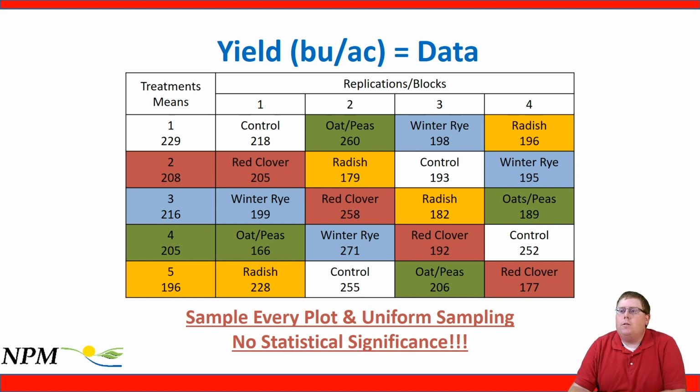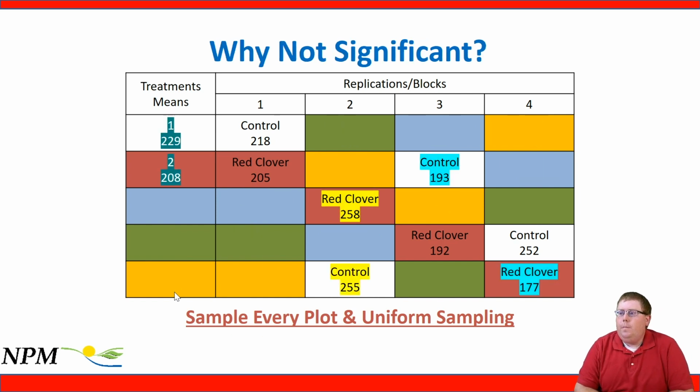So if we look at our treatment means, we had 229 for our control, 208 for our red clover, 216 for our winter rye, 205 for oats and peas, and 195 for our radish yields. And when we extrapolate the data a little bit further, we see quite a bit of variability in that data, and that's why we don't see that significant difference. That large amount of variability is going to be tough to account for and tough to separate those means.